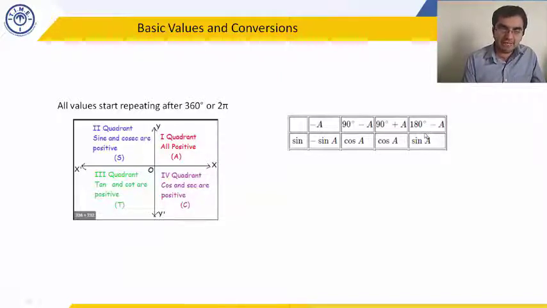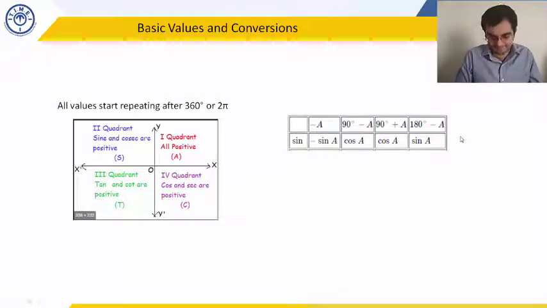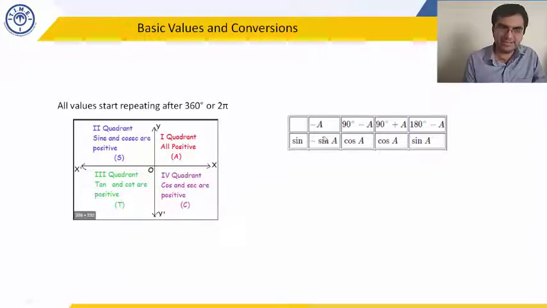Okay, next let me go to 180 minus a. So sine of 180 minus a. 180 minus a is which quadrant? It is quadrant number 2, 180 minus an acute angle. You can define it over here. A is an acute angle. So 180 minus a is quadrant 2, and in quadrant 2 sine is positive. So sine of 180 minus a becomes sine a. Okay. So these were the easy ones.